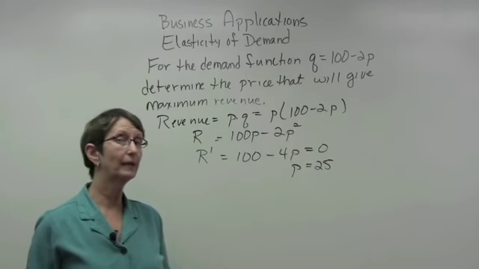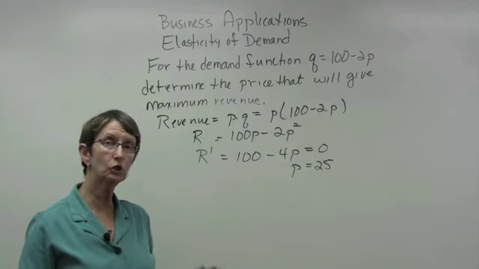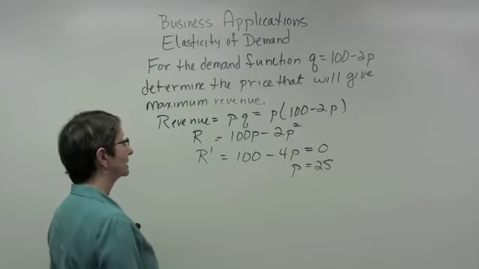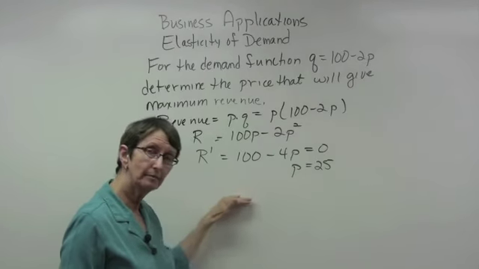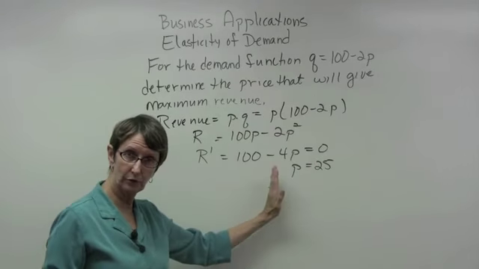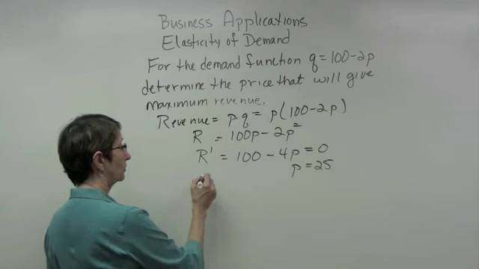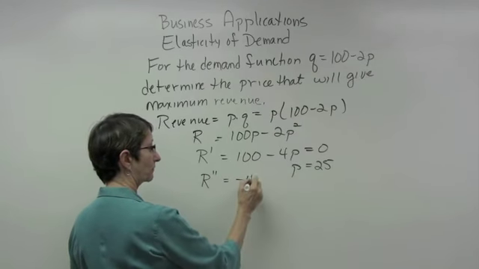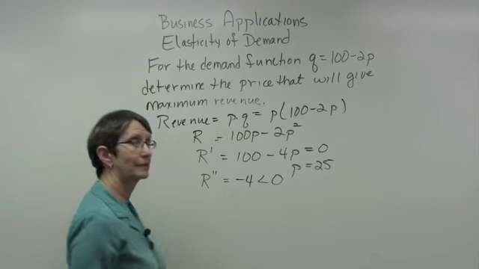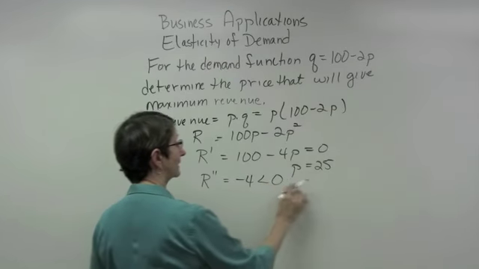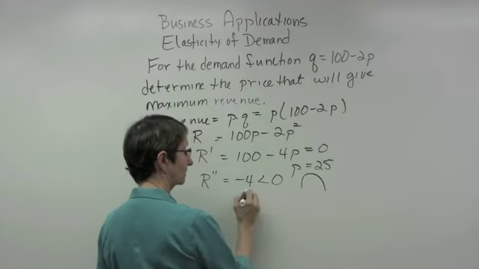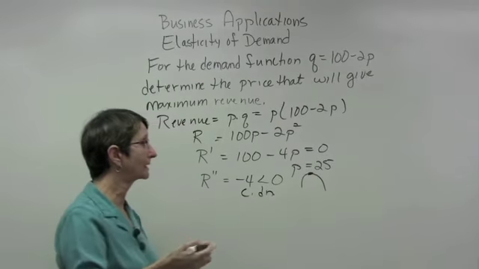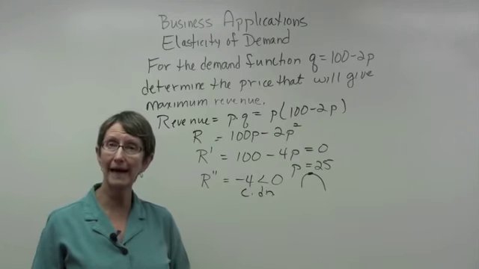Now that's the only number that we got, but to be absolutely certain that this gives you maximum revenue and not minimum, you could either put that on a number line and pick a point on either side using the first derivative, or you could go ahead and take the second derivative, which would equal negative 4, less than 0. Second derivative negative indicates the function is concave down, which means yes, indeed, at that price, 25, P does give us maximum revenue.